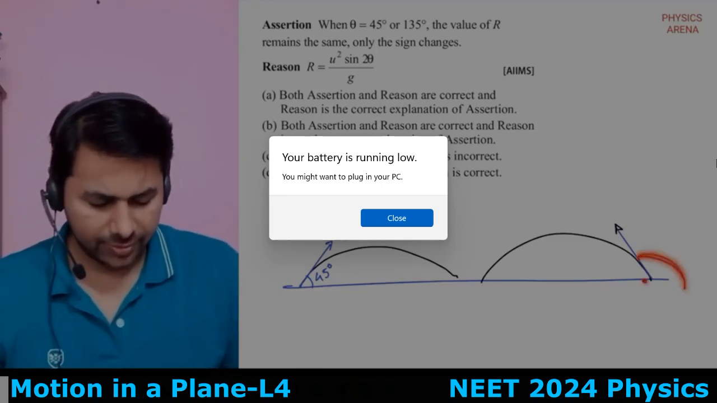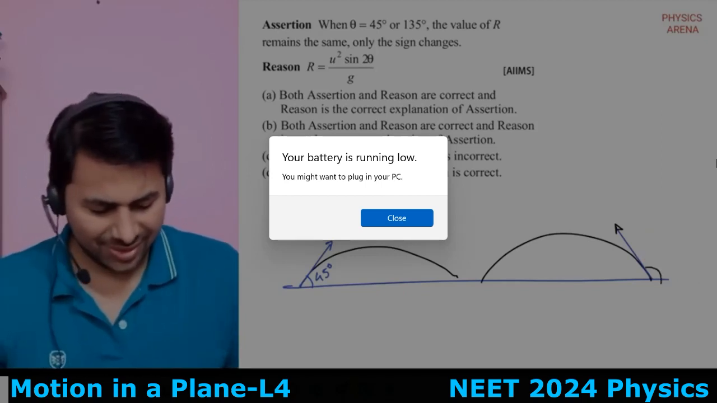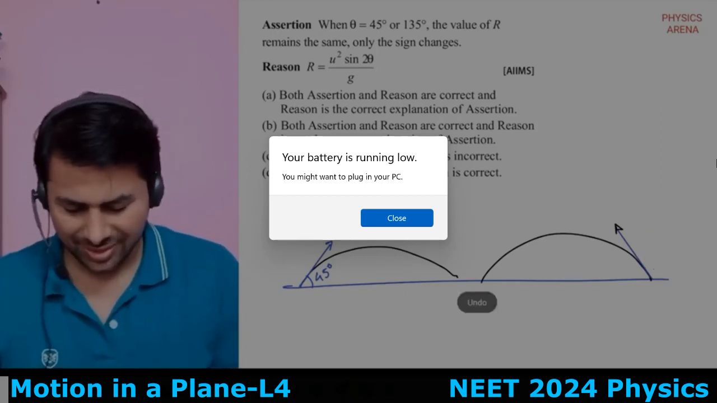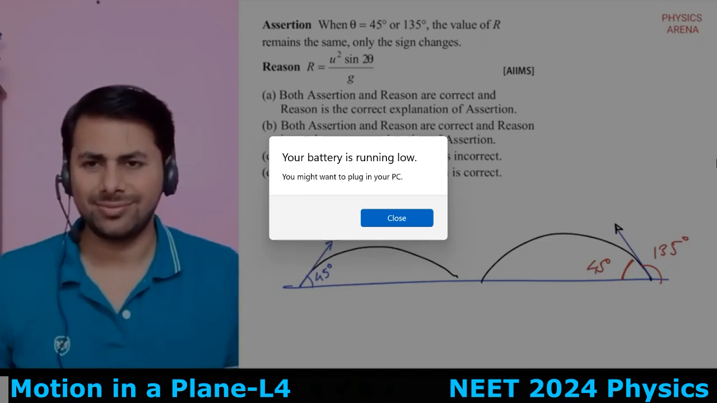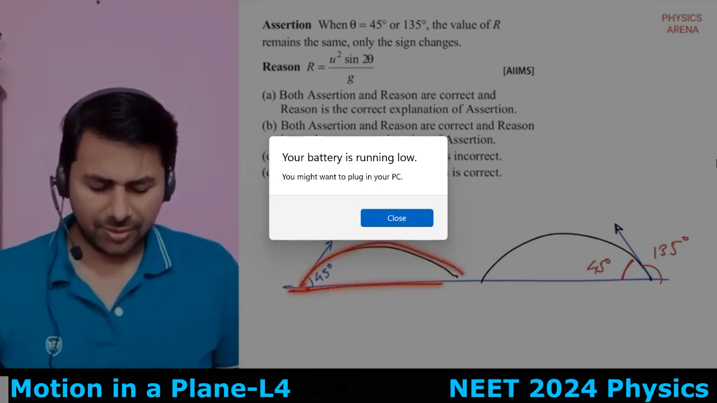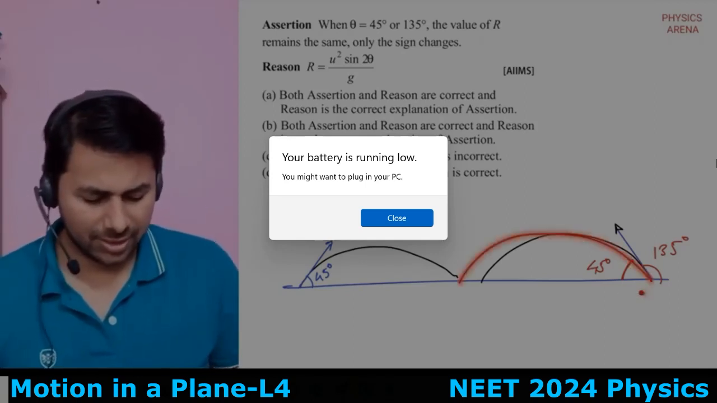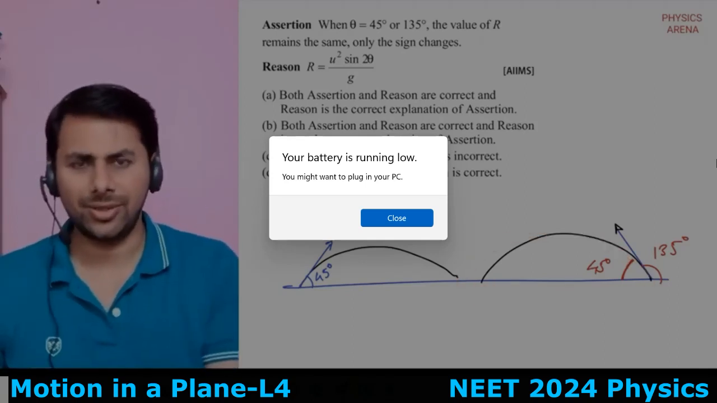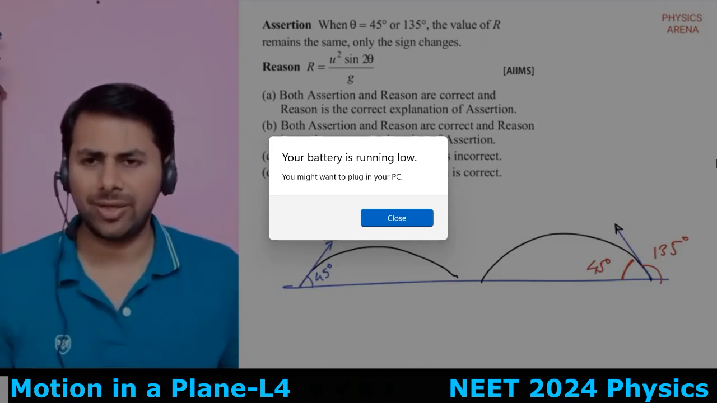Okay. So this angle is 135 degrees, right? This is 135 degrees, but how much is this angle? This is still 45 degrees. Okay. So the distance that it covers in this direction is range. For this projectile, it will cover distance in this direction only, but the distance that it will cover will be the same. It will be equal.